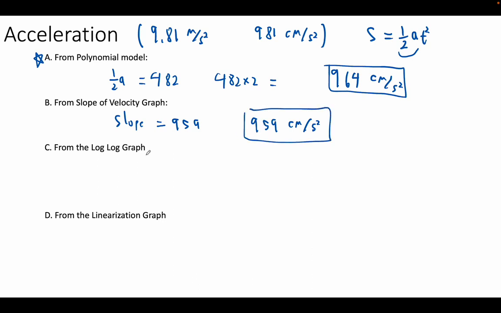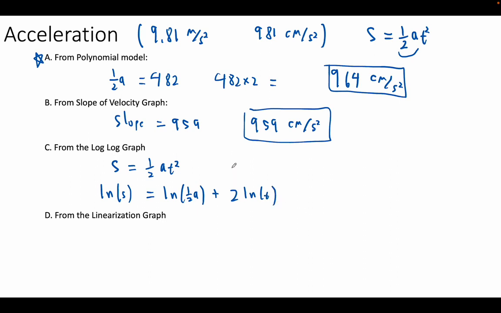Okay, now from the log-log graph, this is a little bit obscure. So if s is equal to 1/2 at squared, what we do is we take the natural log of this, so we have ln s is equal to, well, these two are multiplied together, so it's going to be ln 1/2 a plus, well, the natural log of t squared is 2 ln t.